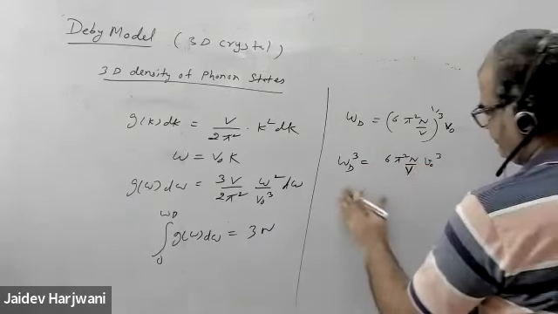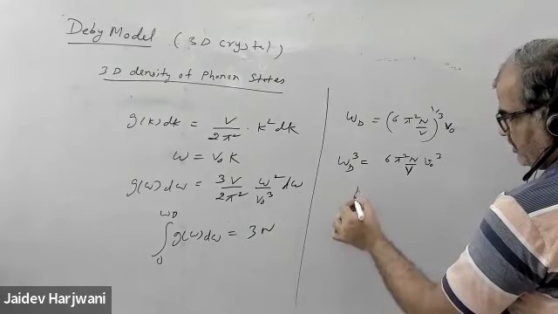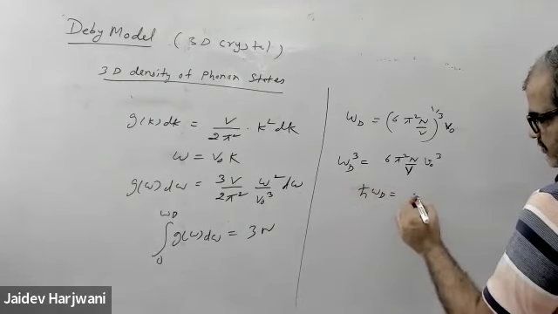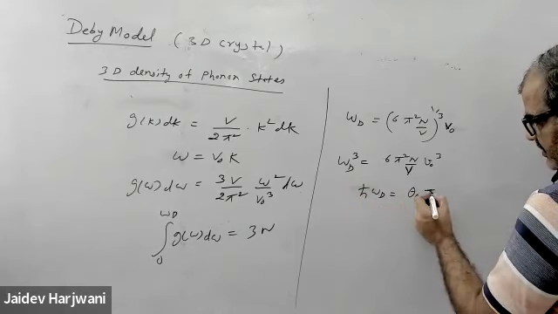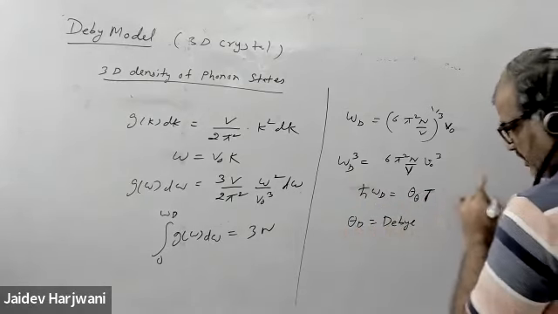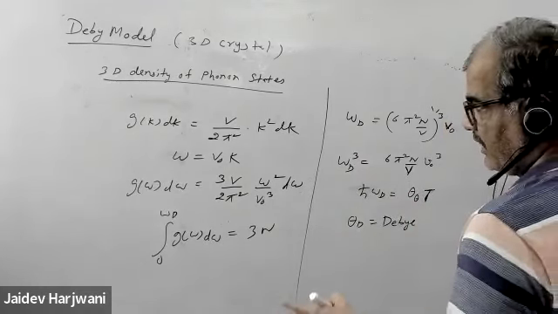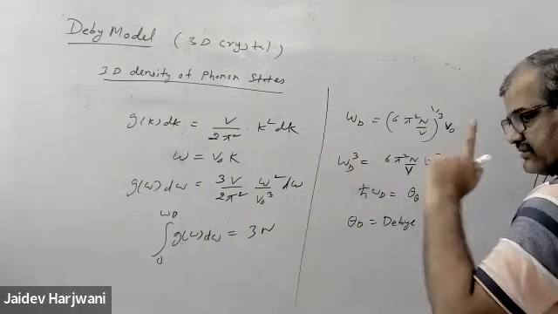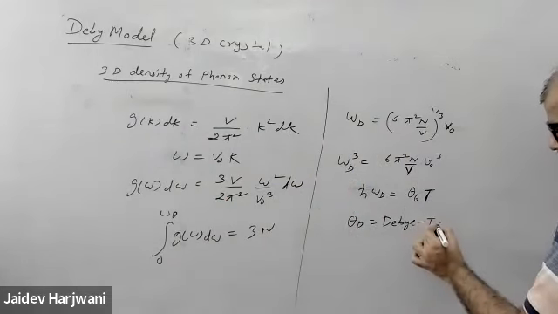Here we can also define h cut omega D equal to k theta D, where theta D is the Debye temperature. Now just carefully watch how I'm doing the calculation. The same way I will do it for 2D or 1D. I'm writing the density of states, I'm writing the modes, I'm calculating the cutoff frequency. A similar process I will use for the 2D and 1D cases. So this is my Debye temperature.